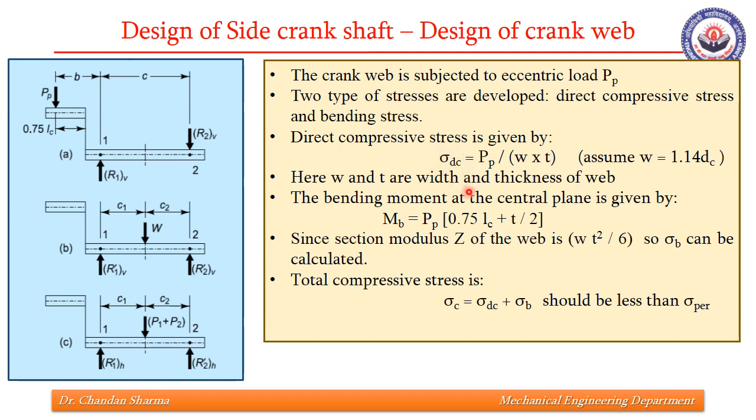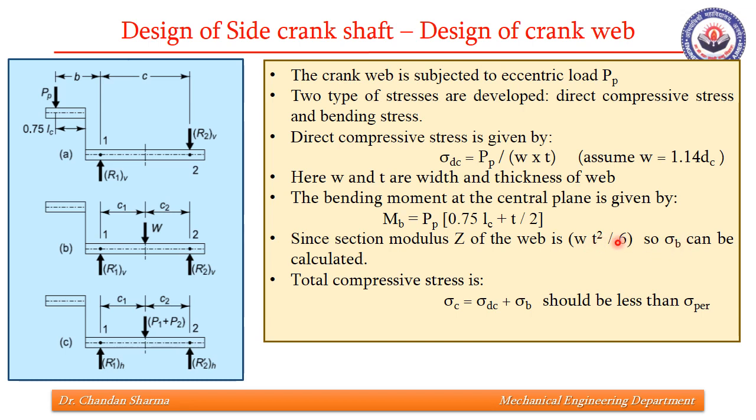Now the next stress is bending stress. So bending stress will be PP times the distance up to the crank web, it is total B, or we can say 0.75 LC plus T by 2. We need to find bending at the midpoint of crank web. So this is MB, bending moment at the central plane, and section modulus, since the section is rectangular, it will be 1 by 6 WT square. So we'll find sigma B.